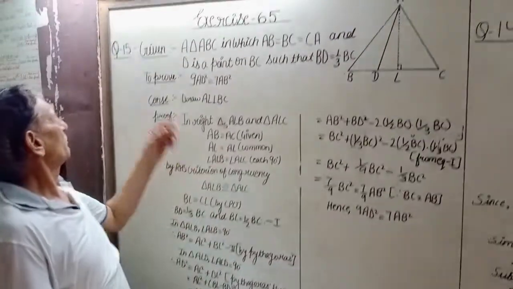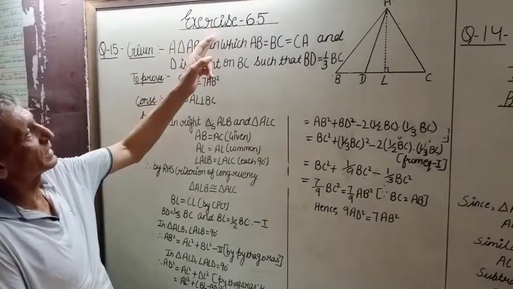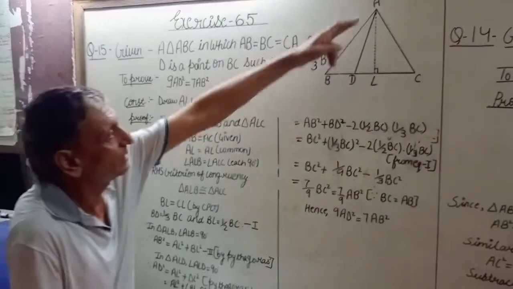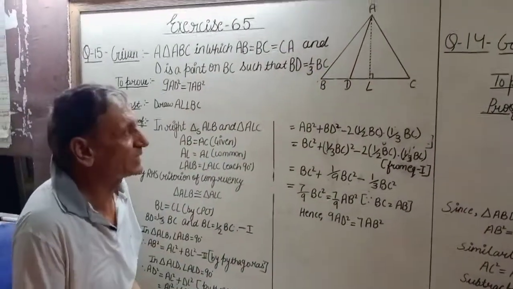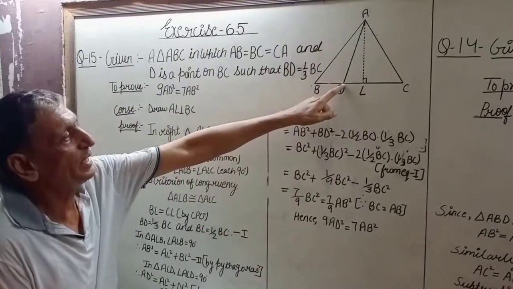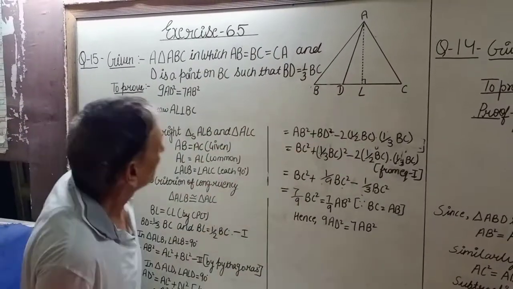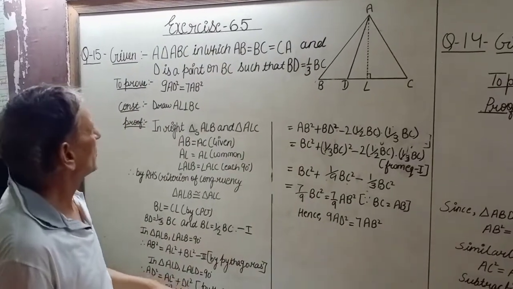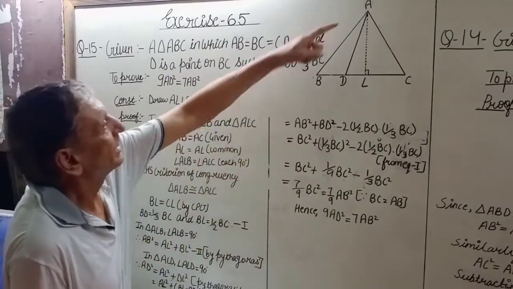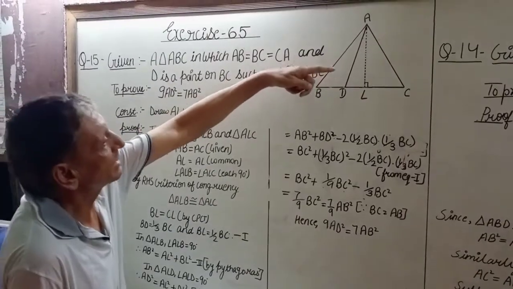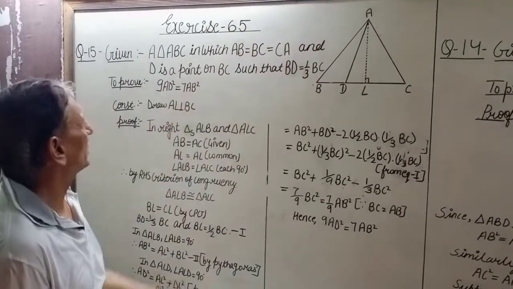We have taken up question number 15 of NCERT exercise 6.5. We are given an equilateral triangle ABC in which point D is such that BD is equal to 1/3 of BC. We have to find out that 9AD square is equal to 7AB square.